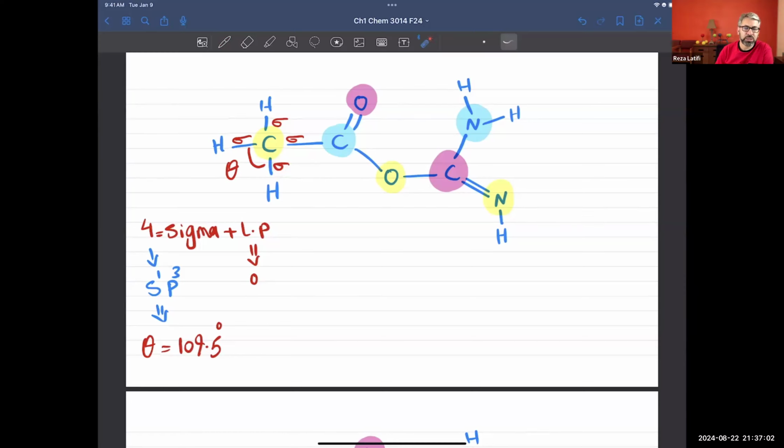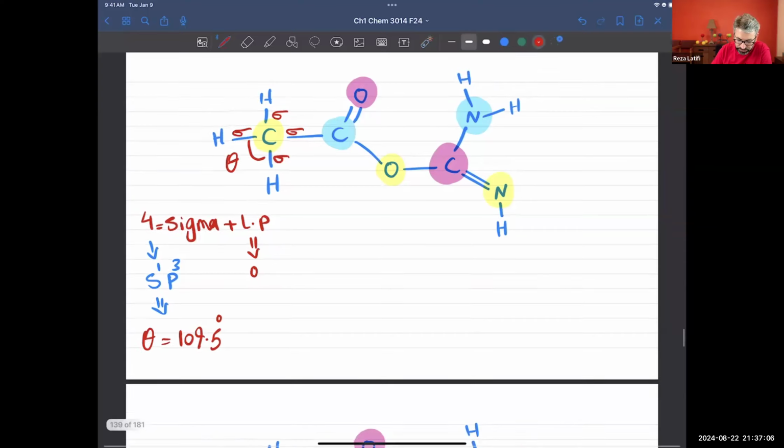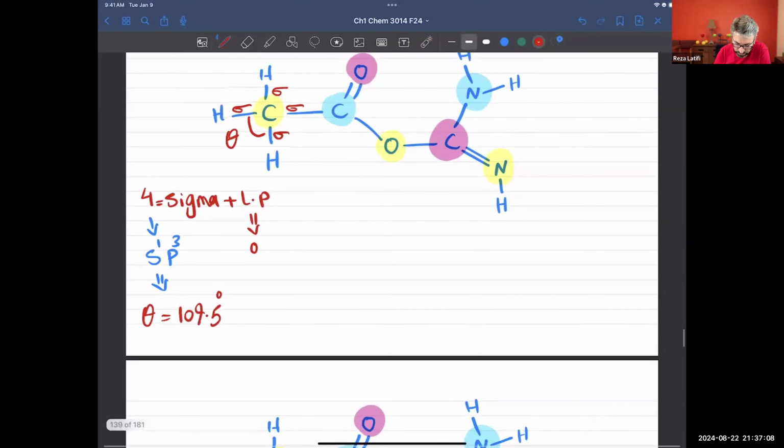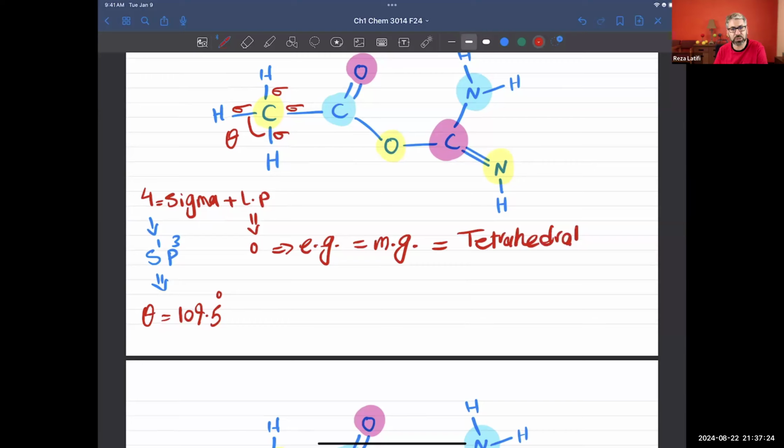What are the electron and molecular geometries for both of them? Because I don't have a lone pair, the electron geometry is going to be equal to the molecular geometry, and both will be tetrahedral, because we don't have a lone pair.